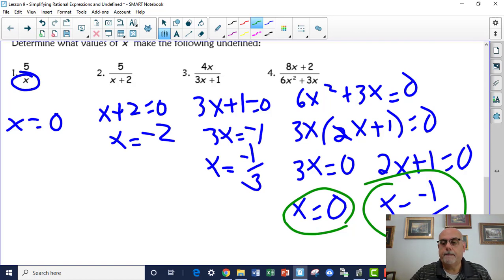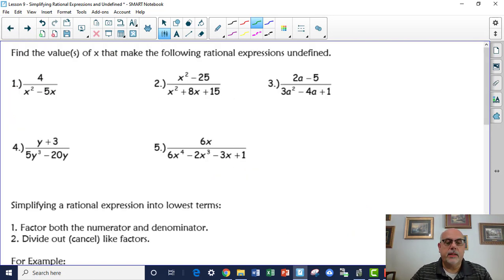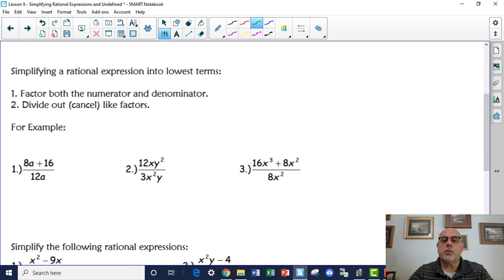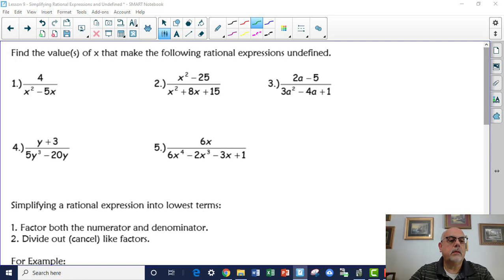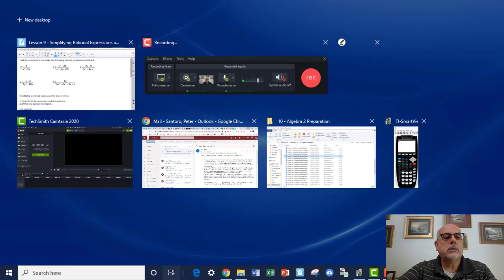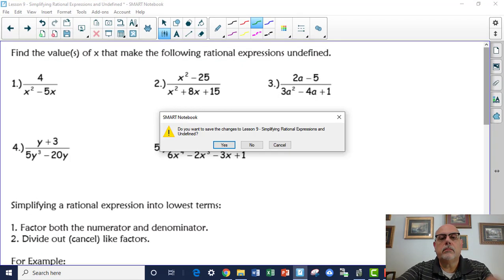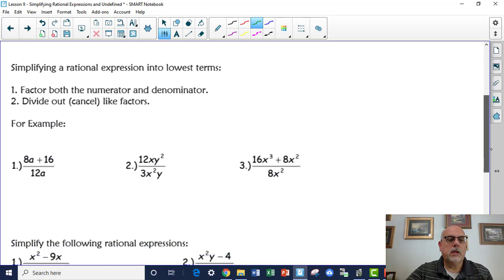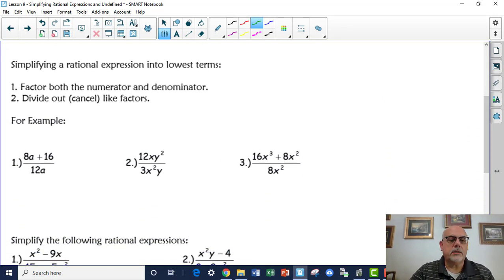Alright, so let's go ahead to this. How do we simplify a rational expression? Don't forget the classwork up here. Don't forget that classwork. Don't forget the classwork.